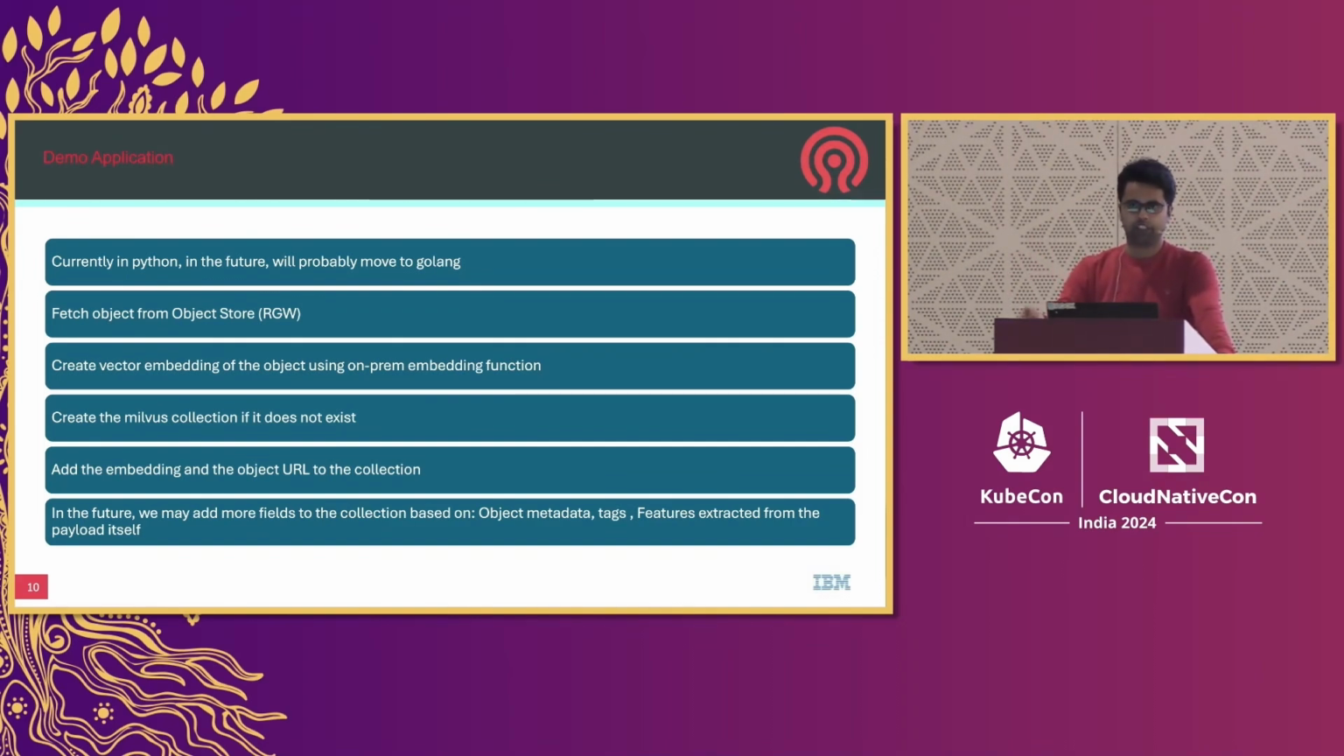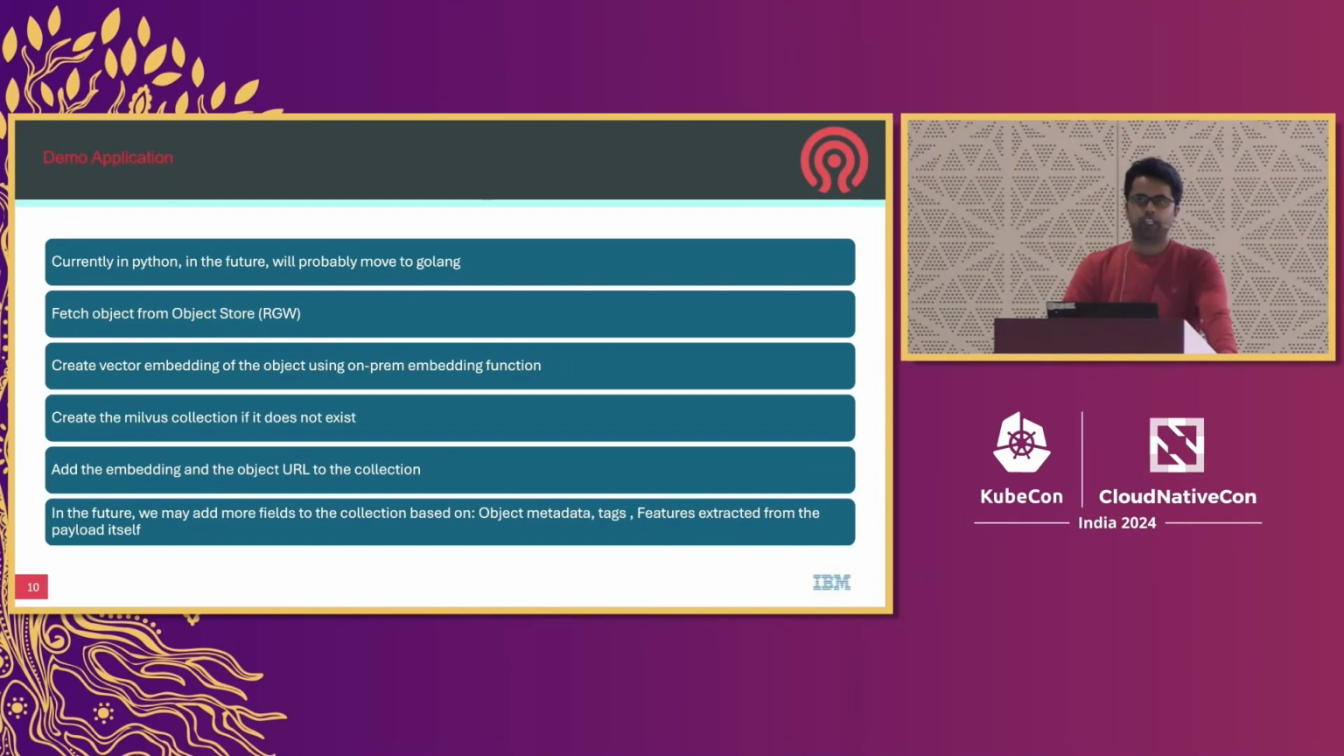It will fetch the object from the RGW based on the notification, create a vector, and create a Milvus collection if it is needed. After vector creation, the data is stored in the Milvus collection as a vector, then there will be an index for that vector, then the object URL. So if you search on that, you will get the URL to access the object basically.